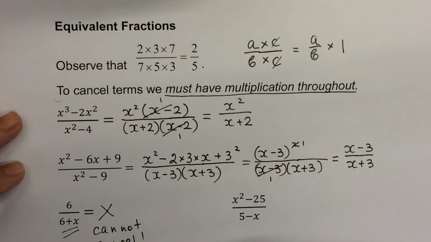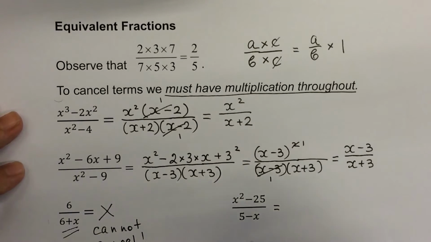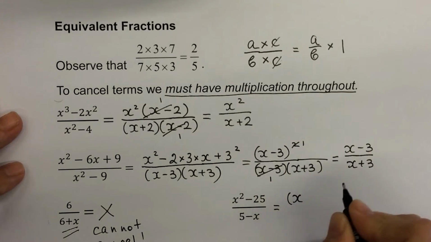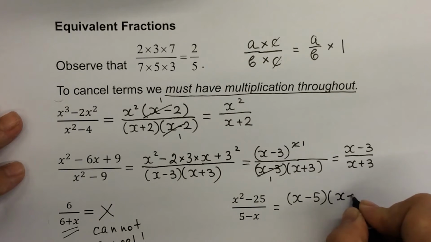And the third example, again, seems to be simple, but not as such. Okay, numerator, x squared minus 25, it's a difference of two squares, x squared minus 5 squared. Okay, factorizing, that would be x minus 5 times x plus 5.